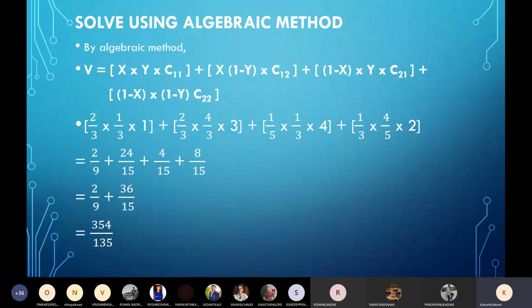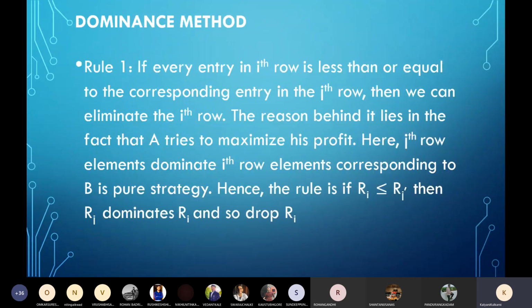Okay, so this is the end of the problem. Now we'll see what is the dominance method. Write down rule 1 quickly as it is. Rule 1: if every entry in the ith row is less than or equal to the corresponding entry in the jth row, then we can eliminate the ith row.